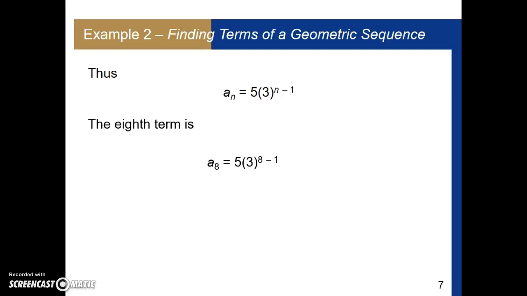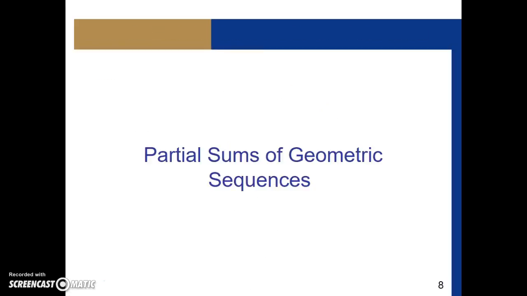So we just substitute everywhere in the formula for this particular geometric sequence. Anytime we see n for the eighth term, we're going to substitute in 8. So that's 5 times 3 to the 7th. We can get our calculator, that's 10,935.